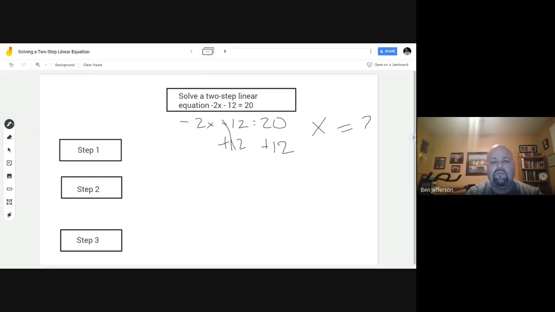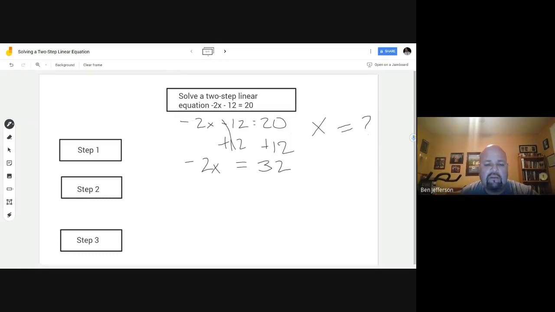So we're going to drop this negative 2x down. This is crossed out, so there's nothing there. Drop the equal sign and then do our math. You have a positive 20 and a positive 12. Two positives, just add them up and keep the positive sign. So now we have positive 32.